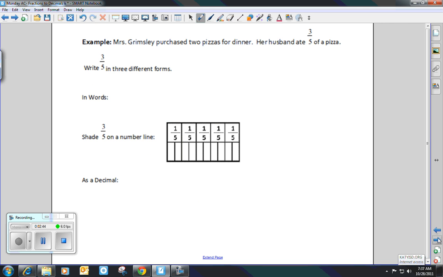Here's another example. Ms. Grimsley purchased 2 pizzas for dinner. Her husband ate 3/5 of the pizza. Write 3/5 in 3 different forms. In words, I want you to write it out in words. Then I want you to shade 3/5 on this number line. And then I want you to divide it out. 3 divided by 5. So the 3 is going to go on the inside of the house. And tell me what the decimal form of 3/5 is.